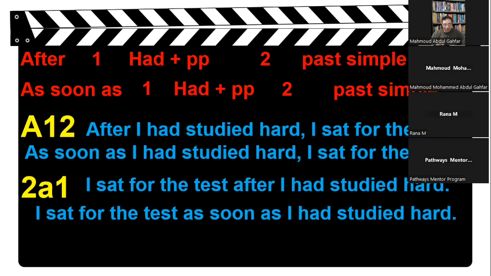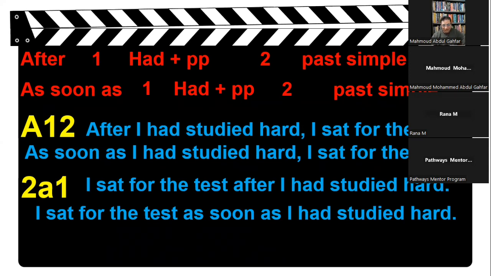If you notice, after and as soon as begin with the letter A. So A is followed by the first action, which is number one, and then the second action, which is number two. So we invented the code, which is A12. Is it clear now, A12? So what does it mean? A means after and as soon as, the first letter of after and as soon as. And one refers to the first action, which is had plus the past participle of the verb. And two refers to the second action, which is the past simple of the verb. Is the code clear?